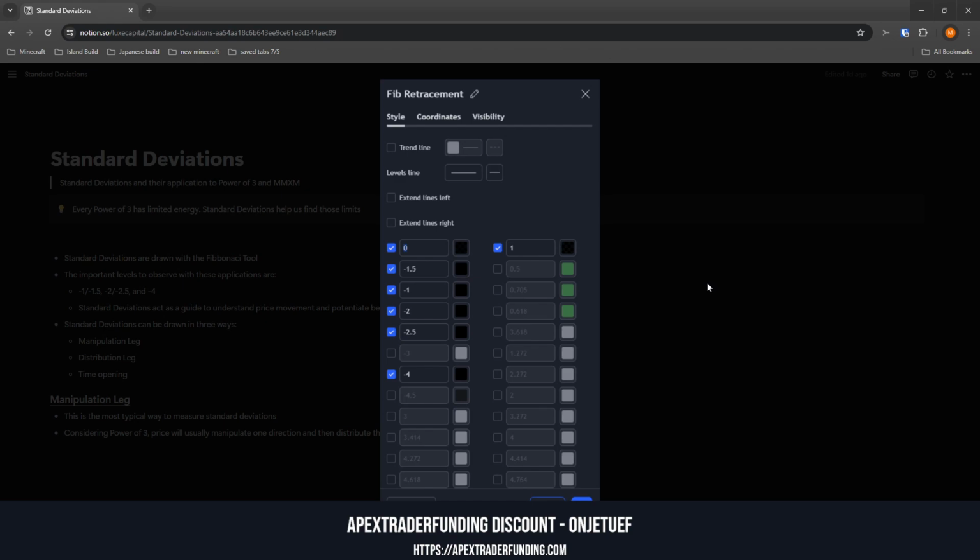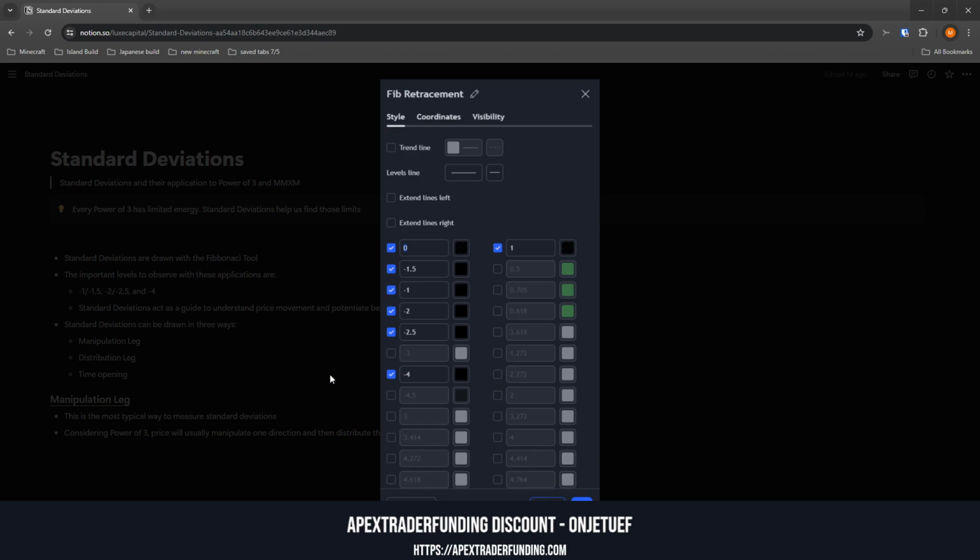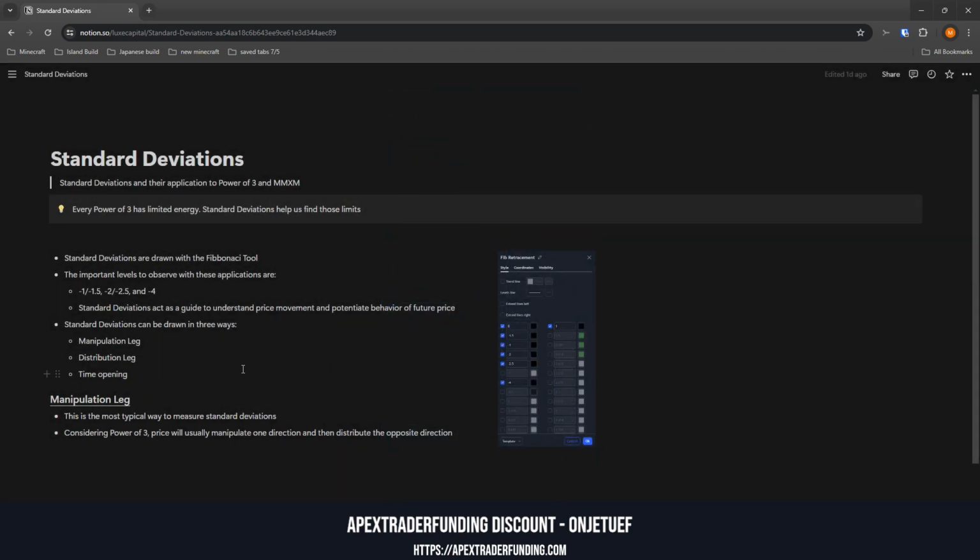These are the settings you need. Mine are all black, but I have a light background on my chart. So if you have a dark background on your chart, make all these a light color. But you need 0 and 1, and then negative 1, 1.5, 2, 2.5, and negative 4. Sometimes I add negative 3.5 just to give me a little range at the end instead of just a negative 4 point, but that's up to you. So that's what you need there. I didn't take a screenshot of it, but I like to turn the background on a little bit. You'll see that in my examples in just a minute.